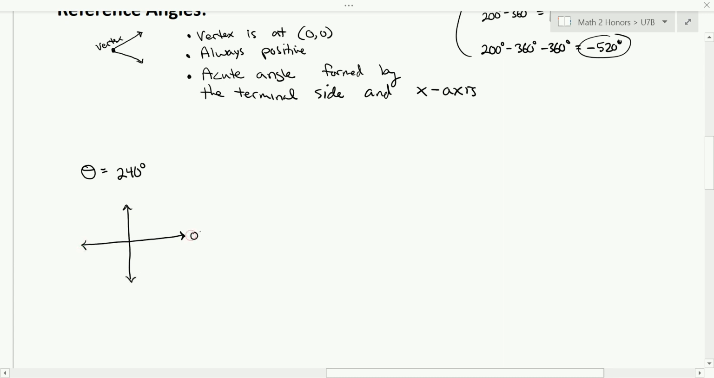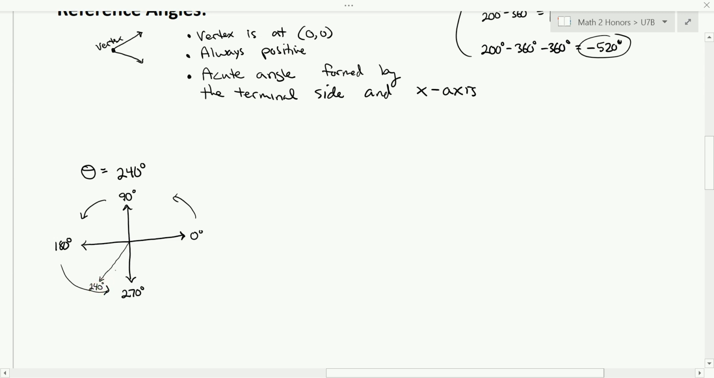So here's 0 degrees, moving counterclockwise. Here's 90, 180, 270, just counting by 90 degrees each time. And 240 is going to be between 180 and 270, a little closer to 270. So this is my terminal side that I'm drawing here, pointed at 240.